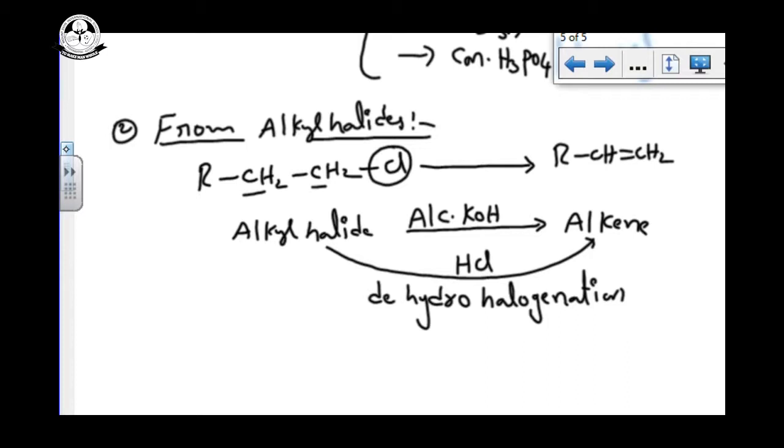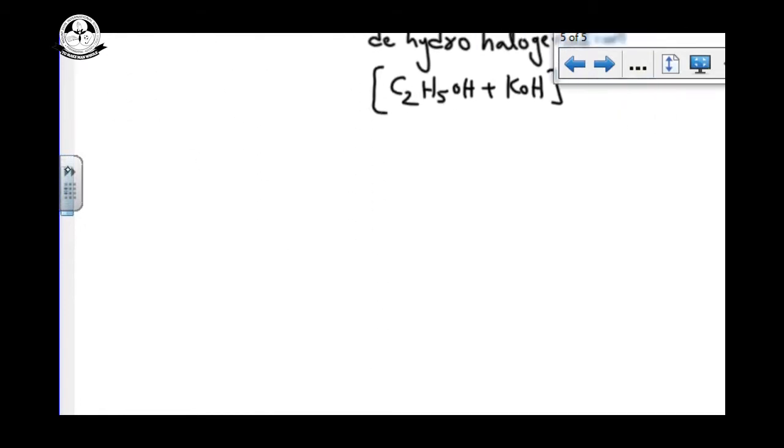Sometimes alcoholic KOH they will give like this: C2H5OH, KOH. But we have to understand that it is alcoholic potash. Alcoholic potash can act as a dehydrohalogenating agent. Alcohols are converted into alkenes during dehydration. Now alkyl halides are converted into alkenes; we are doing dehydrohalogenation.